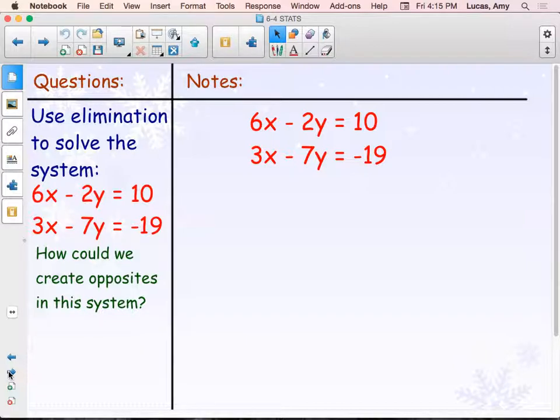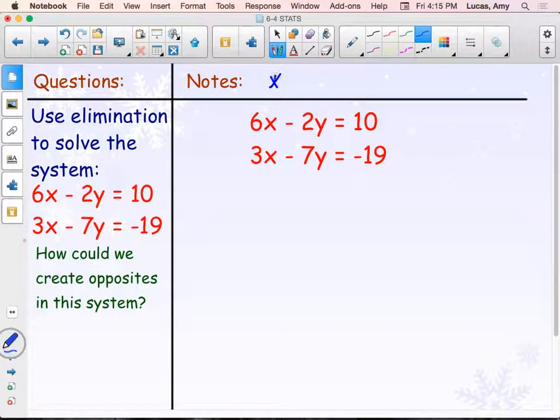Well, to create opposites, we are going to use multiplication because we can multiply anything that we want times an entire equation. As long as we multiply the same thing on both sides, we're not changing the value of that equation. We're just creating an equivalent equation. So we're going to use multiplication to create opposites here. It's kind of like when you work with common denominators. If I look at the coefficients in front of x, I see 6 and 3. In front of y, I see negative 2 and negative 7.